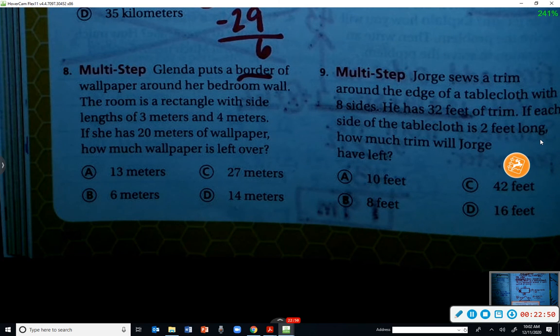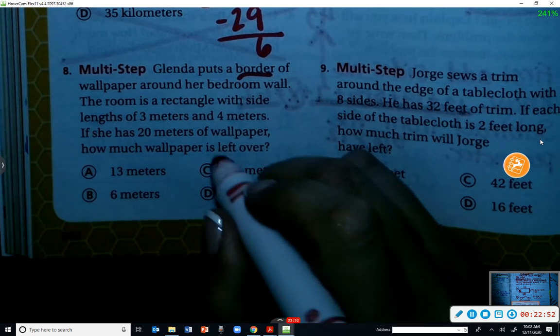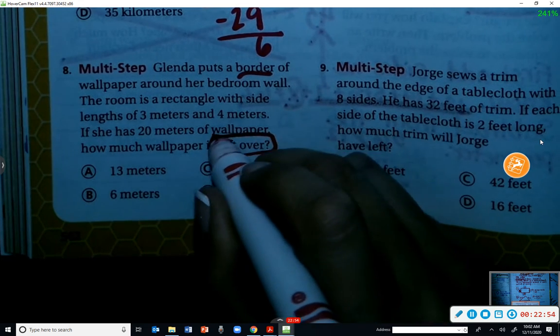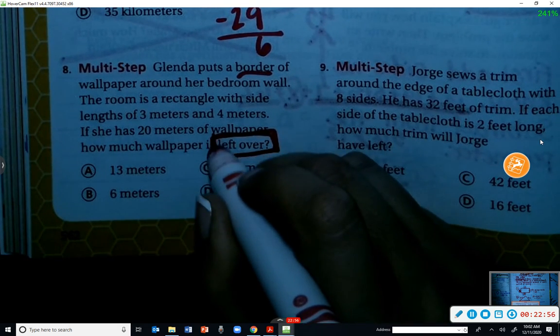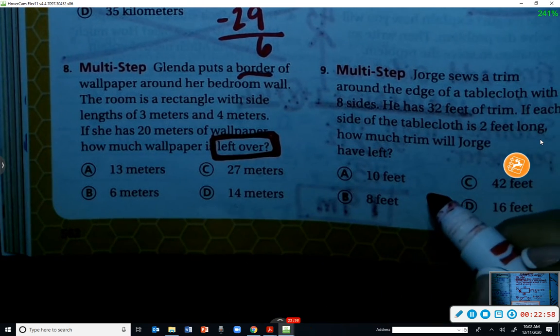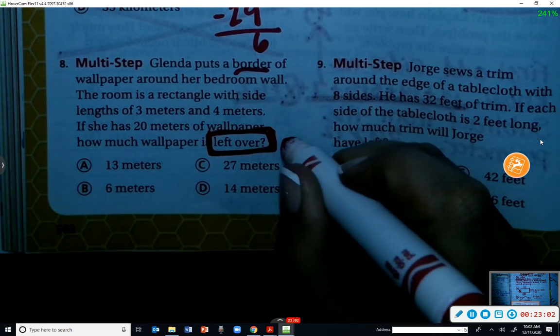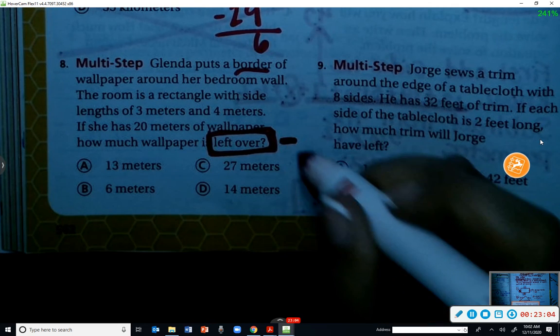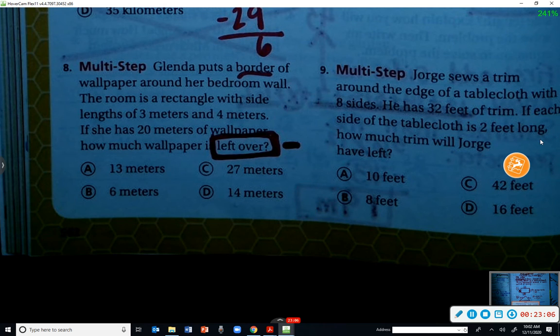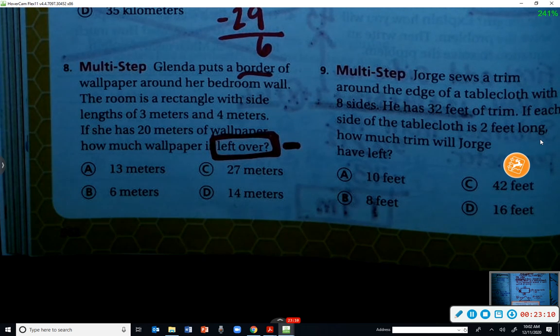Leftover. When I hear that, I should be thinking of what? Subtraction. Good. So I'm going to just put a little minus sign there, so I know I need to do some type of subtracting. Okay? Well, what did we have to do first in this problem?